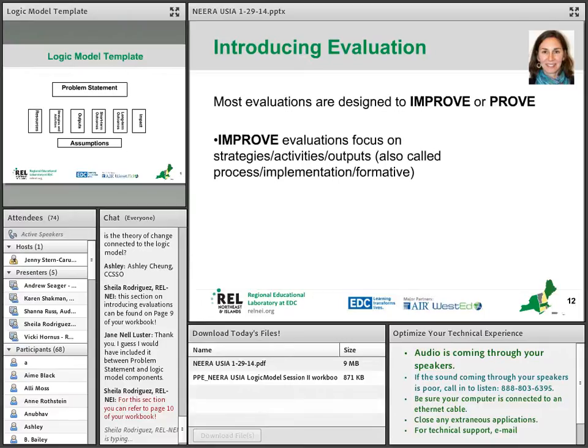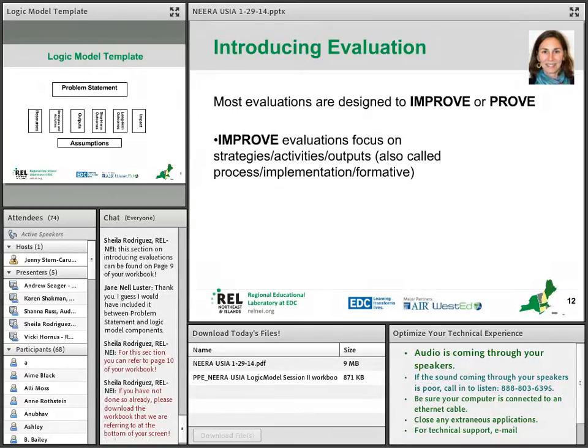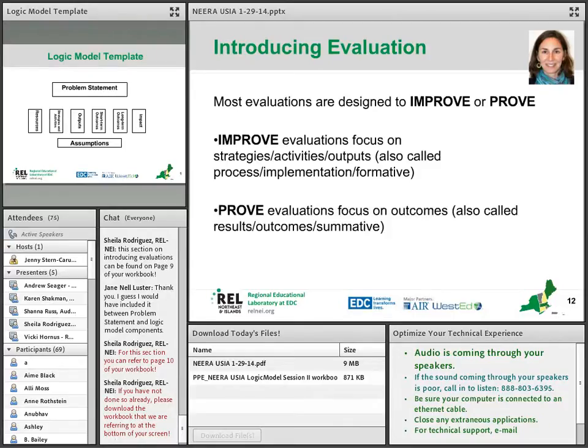often these are the formative, improve types of evaluations, the process or implementation types of evaluations. And these focus on, if you're looking at the logic model template in your left-hand corner, the strategies and activities and outputs section of the logic model, whereas the prove evaluations that demonstrate outcomes or the results of the program are thought of as the summative or outcome-related evaluations, and really focus on the right side of that logic model, on your short-term, long-term, and impact sections of your logic model.